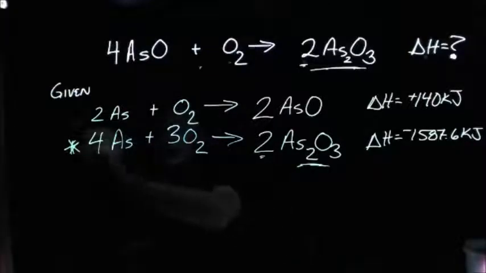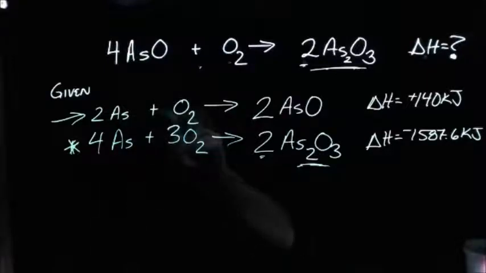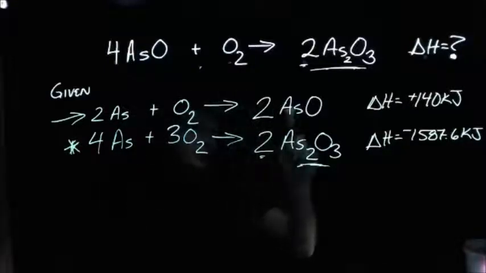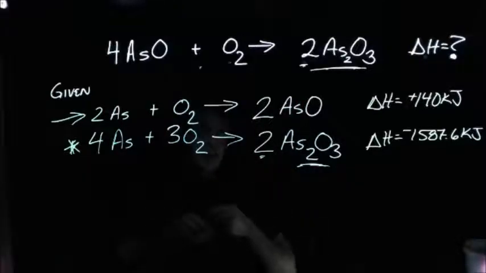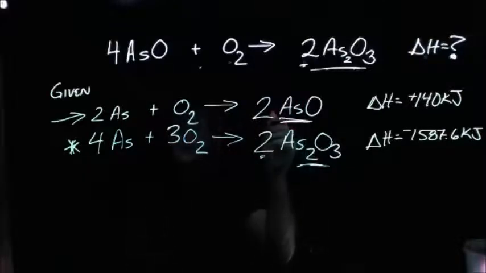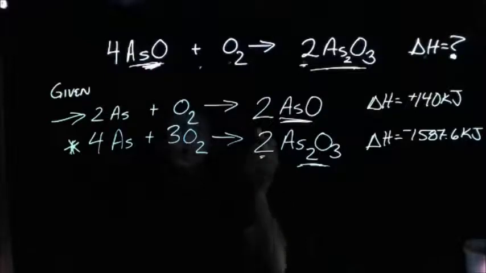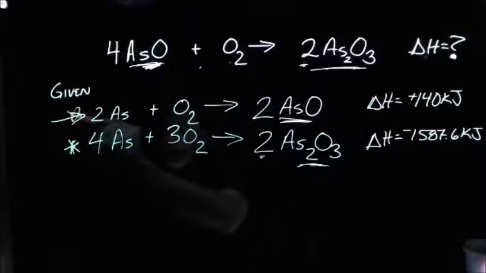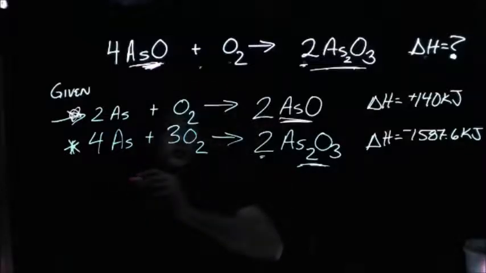Now when I come up here and I look at that first equation, 2 moles of arsenic plus 1 oxygen yields 2 AsO, arsenic monoxides. Well, this guy is a product here, and that's the only place it shows up, and I need it as a reactant in my overall reaction. So this equation I am going to need to flip. So I'm going to rewrite it reversed.